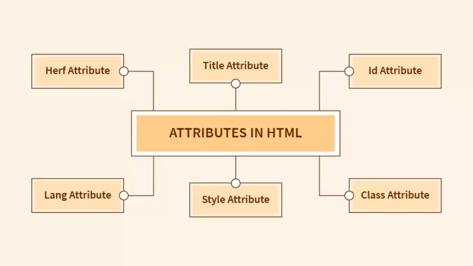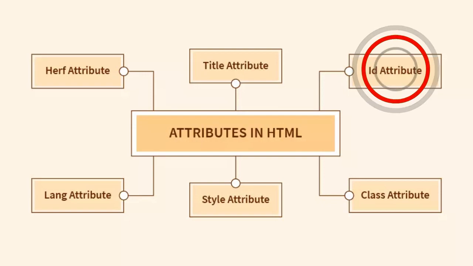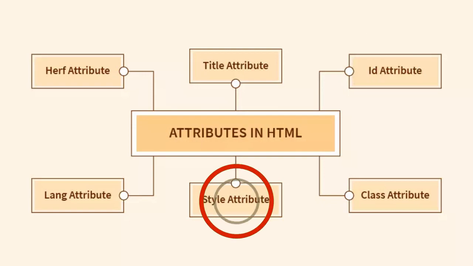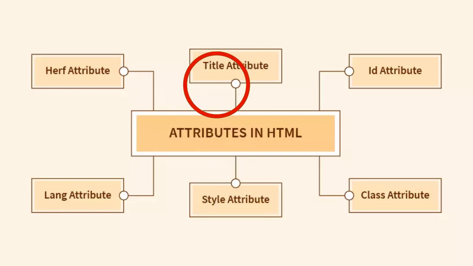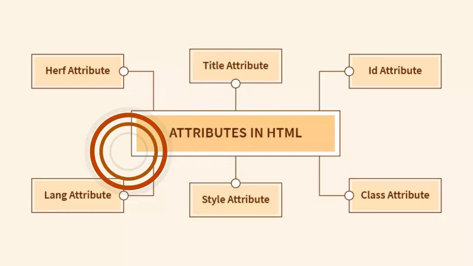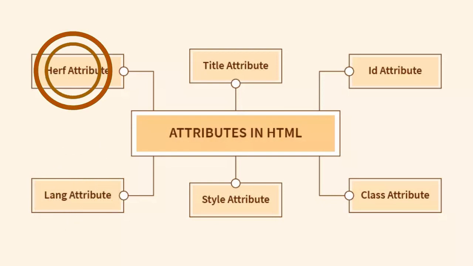Right now I am telling you a few types of attributes. Like on number 1 we have the class attribute. Then we have the ID attribute on number 2, after that the third one is the style attribute, and the title attribute is on number 4. At number 5, we have the lang attribute. And on number 6 there is the href attribute, and the image attribute is at number 7.